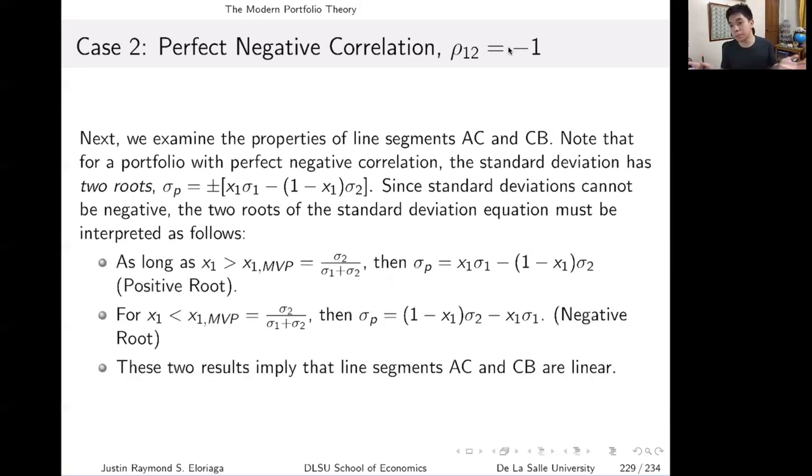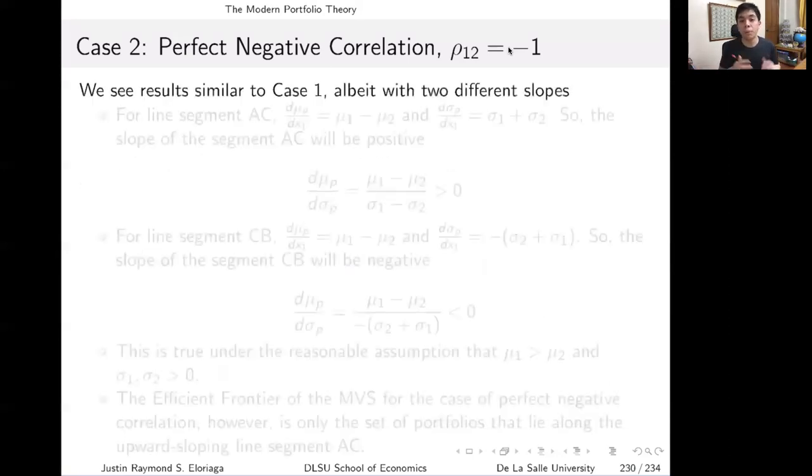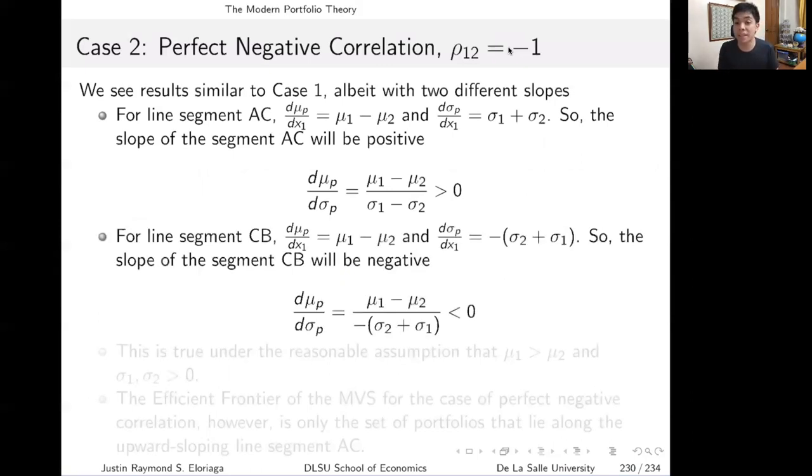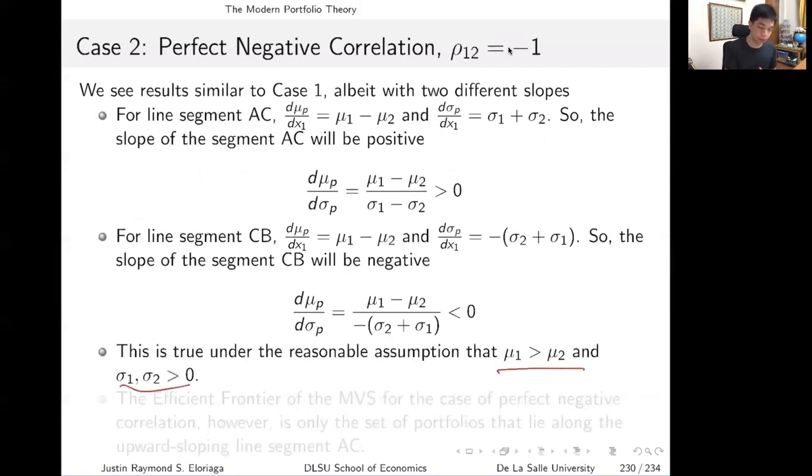And essentially, the two results just imply that AC and CB are linear cases, right? So we see similar results to case one, albeit with slightly different things. Effectively, you see approximately the same slope if you derive it. That's mu1 minus mu2 over sigma1 minus sigma2. Both of that is greater than 0. But if you're now at line segment CB, remember that's a downward sloping line. If you take the derivative along that line, you get something negative, right? So you see a negative slope. And this is true under this assumption. So when you plug these things in, you'll find that this is greater than 0, and this one is less than 0.